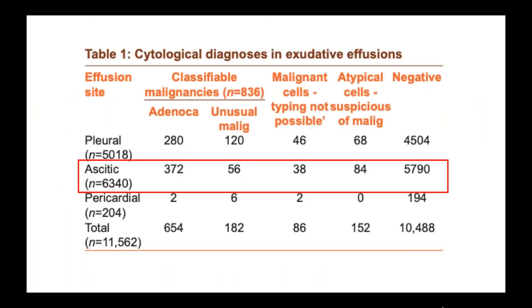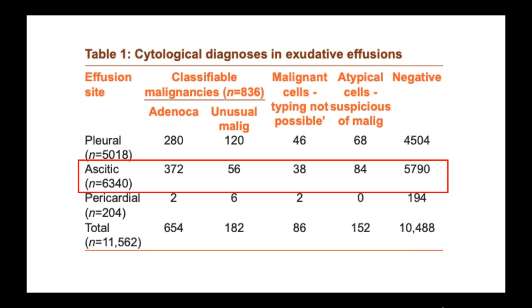So out of the total 6,340 ascitic fluid samples, almost 5,800 were negative. Okay, so the learning point is that not all malignancies will give rise to cells. Maybe the diagnosis was not malignancy, maybe the sample was sent wrongly. So the pickup rate is low.